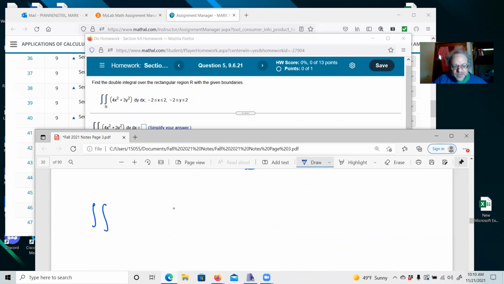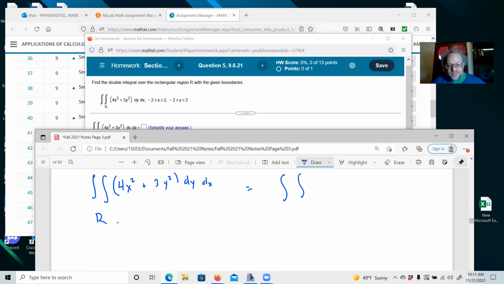Since they're iterated, this is an iterated integral, right? x is bigger than a constant and smaller than a constant, so you can choose which one you want to do first. It's up to you, and there might be a problem where it's better to do it one way rather than the other. If you find that happening, you can always swap the order, and that way you'll get a better answer, or I should say an easier answer.